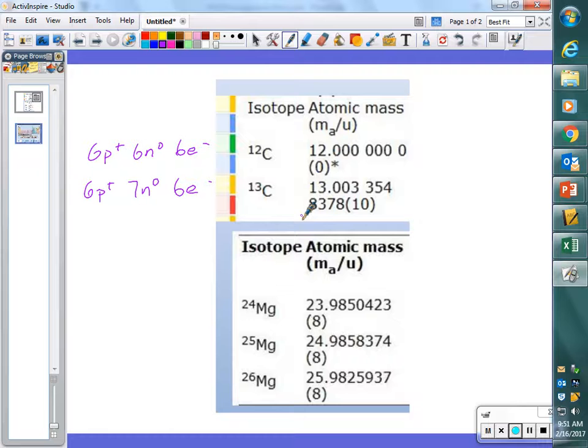And those other 3 isotopes are isotopes of magnesium, so find magnesium on your periodic table.